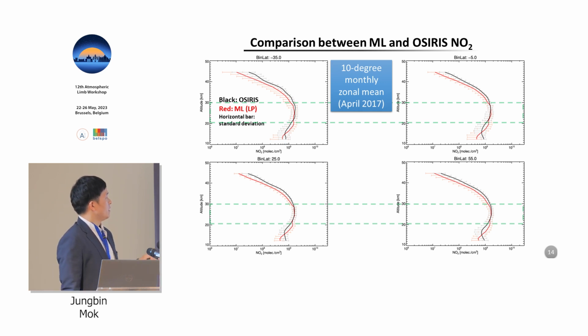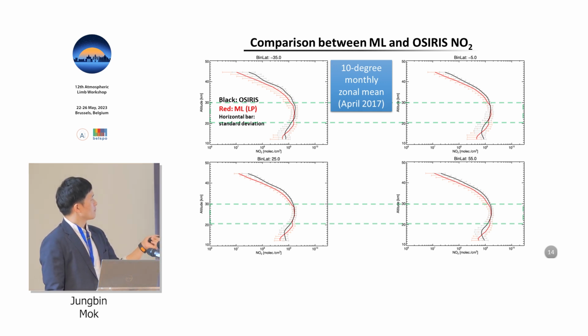Finally, we compare machine learning and OSIRIS stratospheric NO2. As you can see, GMI and OSIRIS and machine learning are here, and especially in summer, fall, and wintertime, you can see the machine learning stratospheric column is slightly overestimated compared to OSIRIS. However, interestingly, machine learning and OSIRIS are very similar during the springtime.